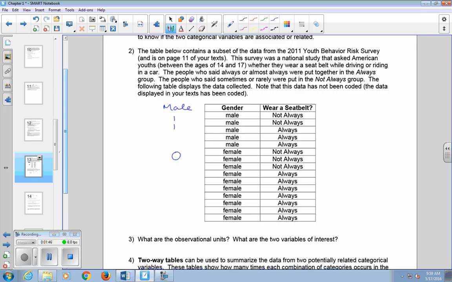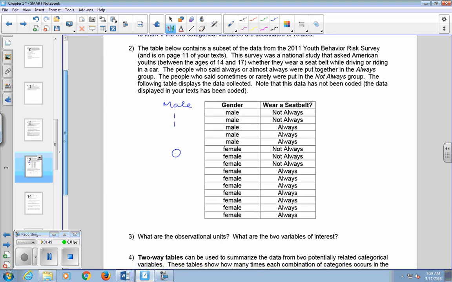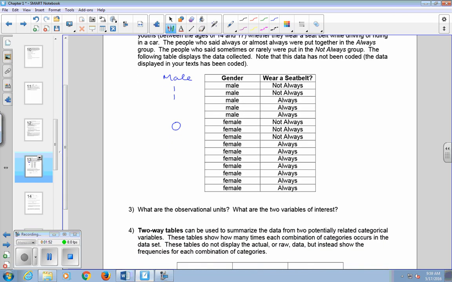So what are our observational units? Our observational units are the youth ages 14 to 17. And what variables are of interest in this study? There's two variables, gender and seatbelt use. And both of these we can notice are binary in this study.